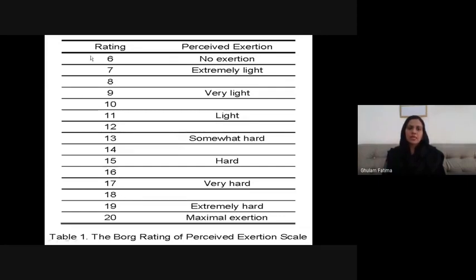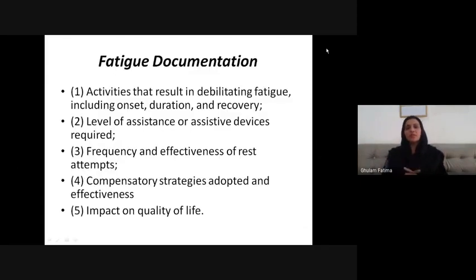So actually 6 means 60 beats per minute, 7 means 70 beats per minute. So this rating and these numbers coincide with the heart rate of the patient. So that's why this is not that simple. So you can use this to rate the patient's fatigue.